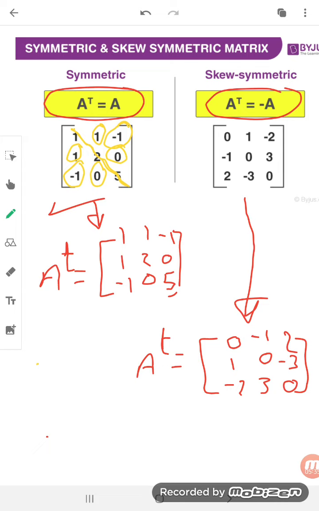But in the skew symmetric, the principal diagonal is 0, 0, 0, and the elements are symmetric by inverse sign. 1, -1, -2, 2, 3, -3. Okay, so in this case it is called skew matrix.